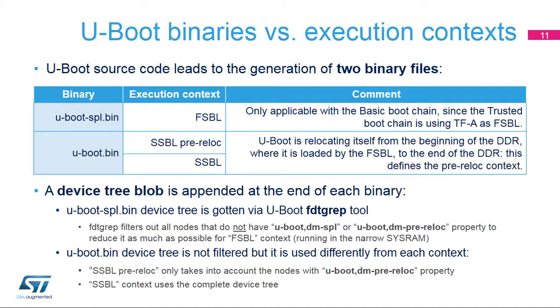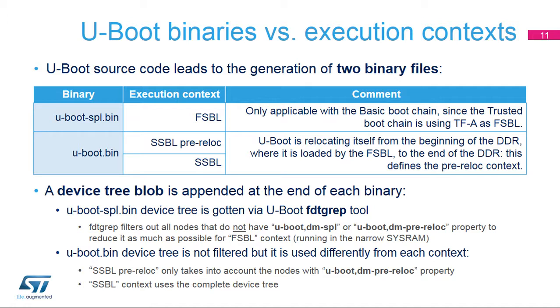A first partial execution occurs from the DDR base address, where it has been copied by the FSBL, in order to relocate itself to the end of the DDR. This execution context is called pre-reloc. And a second and full execution starts from the relocation address. Each U-Boot generated binary has a device tree blob appended at the end. This means that each binary embeds the executable code and the device tree configuration data that is explored by the executable.